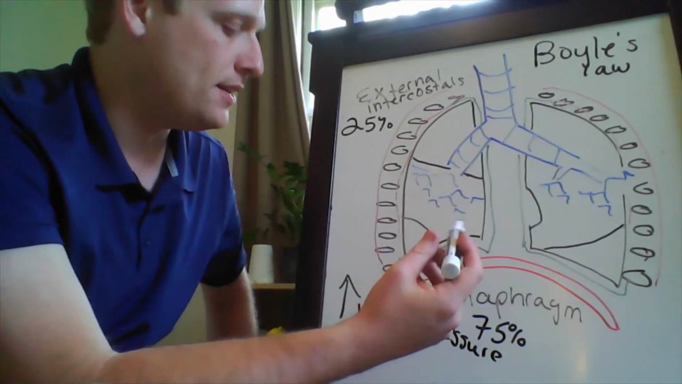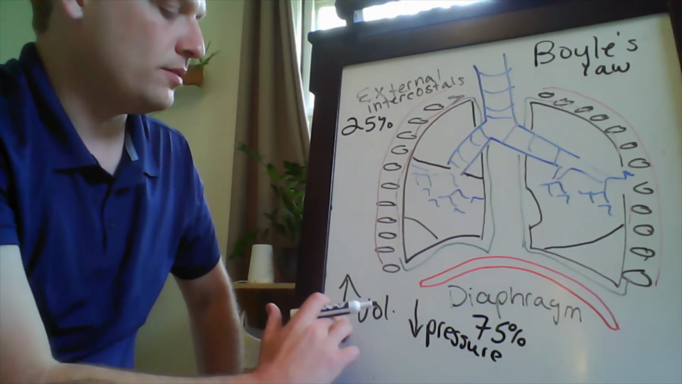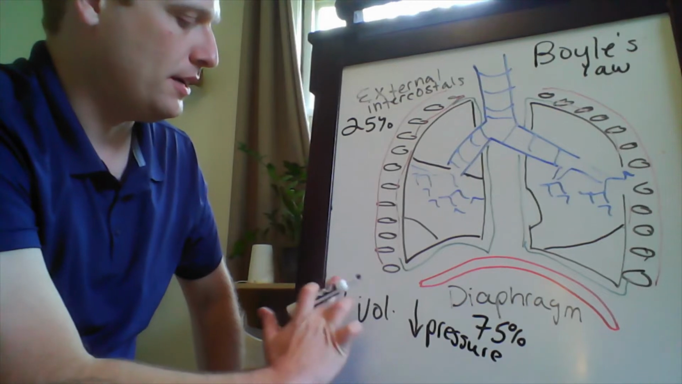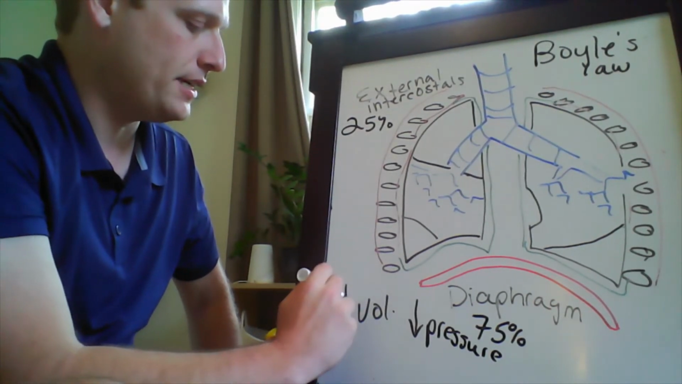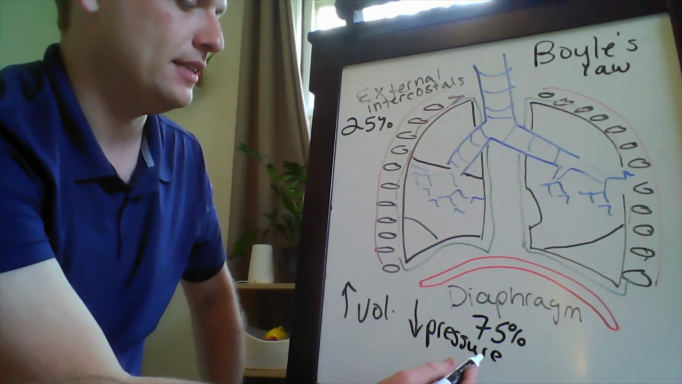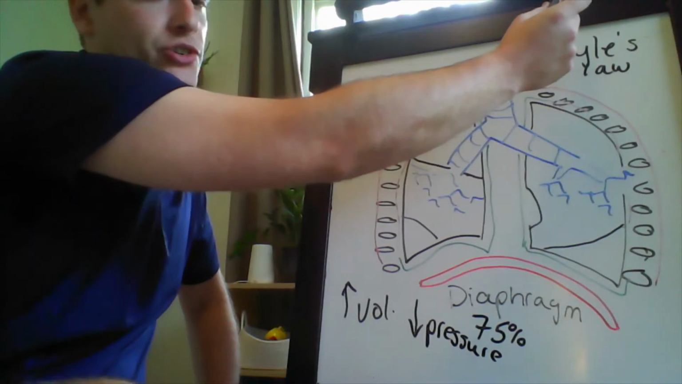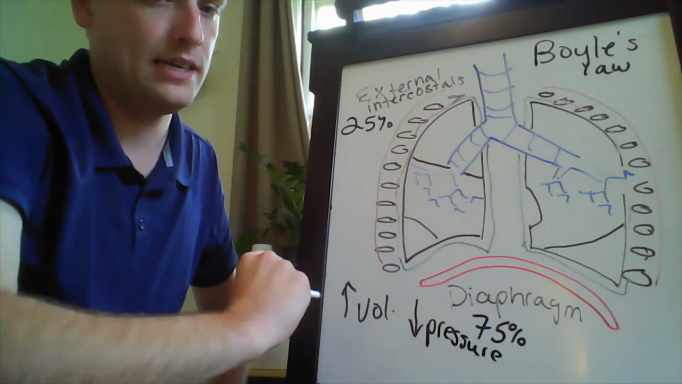Now, the opposite is also true. So this first one that I mentioned, if you're breathing in, you're actually going to be increasing the volume of your lungs. That decreases the pressure inside the lungs. Now you have air moving from high pressure outside to low pressure inside the lungs.